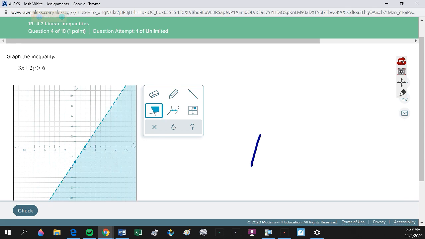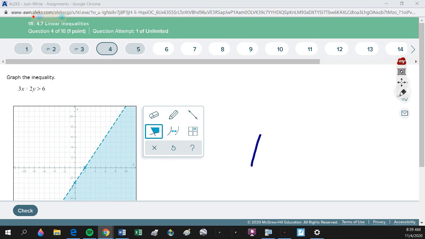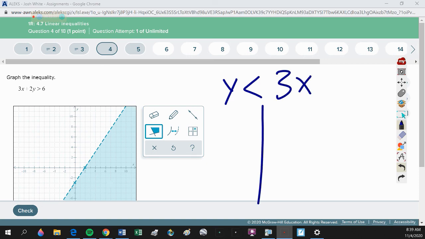Now, Hannah asked a really good question a minute ago. She said, how do you know if 0, 0 works or not? Well, what if our equation was y is less than 3x? How would I graph that? What's the y-intercept? 0. And the slope is 3. Okay. And this is dashed, right?